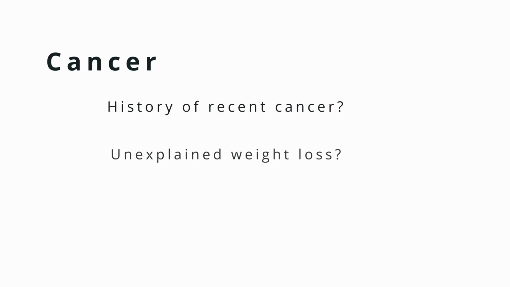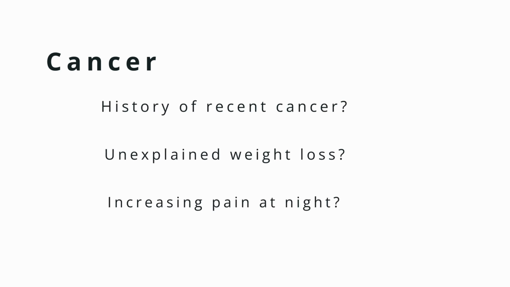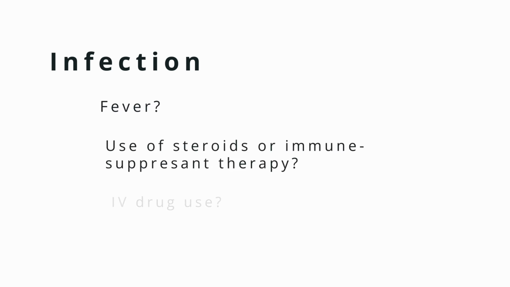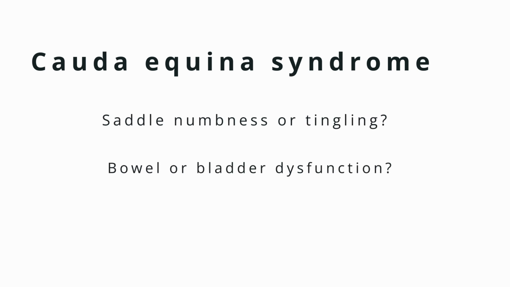And the way that we do this is with screening questions for red flags, which lets us know if imaging is necessary. For cancer, a history of recent cancer, unexplained weight loss, and increasing pain at night are some of the screening questions. For a fracture, we're looking for a history of significant trauma, use of steroids, and osteoporosis. Infection, we're obviously looking for a fever, use of steroids or immune suppressant therapy, and IV drug use. Then cauda equina syndrome is when there's compression on the lower spinal cord, so we're looking for saddle numbness and tingling, or bowel and bladder issues.